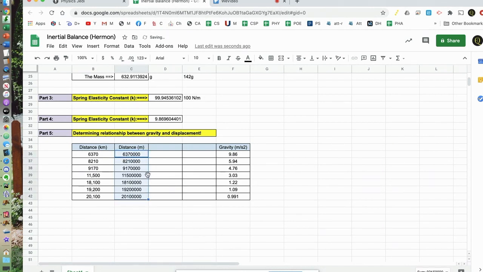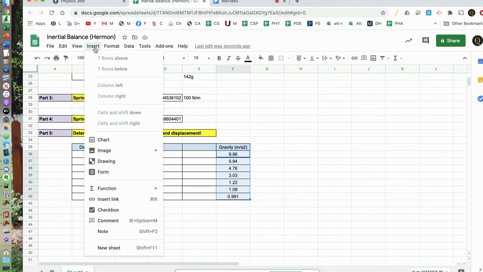Okay, so we're going to see how gravity depends on the distance from the center of the Earth in meters. We're going to highlight this, and then hold down the command button. If you're on Windows, it's going to be the control button. I'm going to hold down the command button and highlight that also. That's going to graph this versus this. Gravity is going to be on my y, distance on my x. And so I'm going to insert a chart.